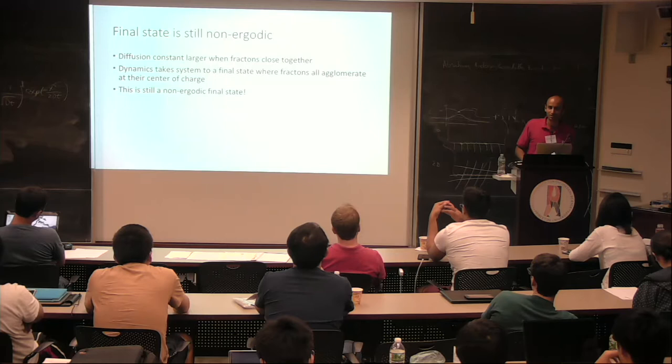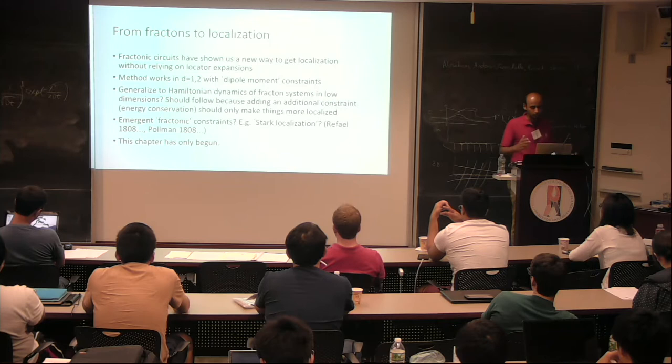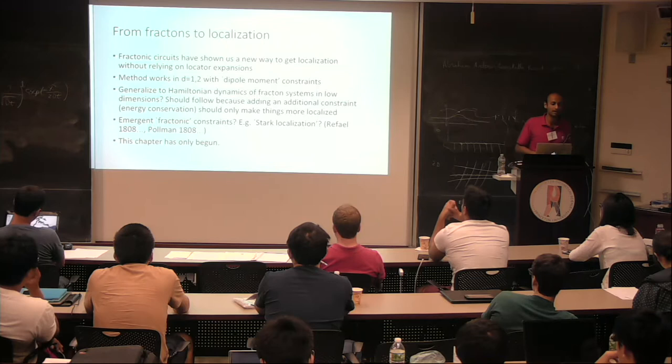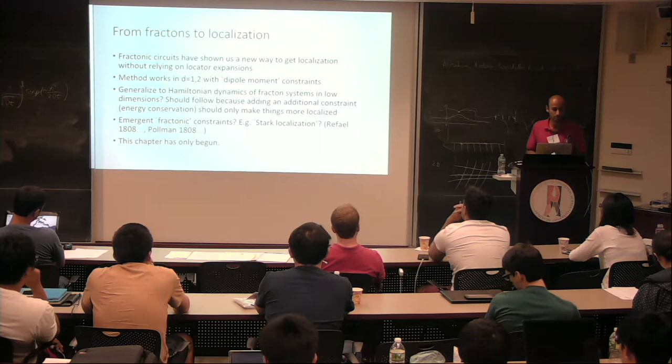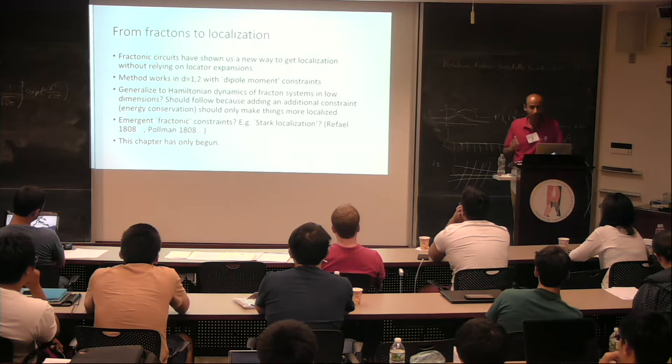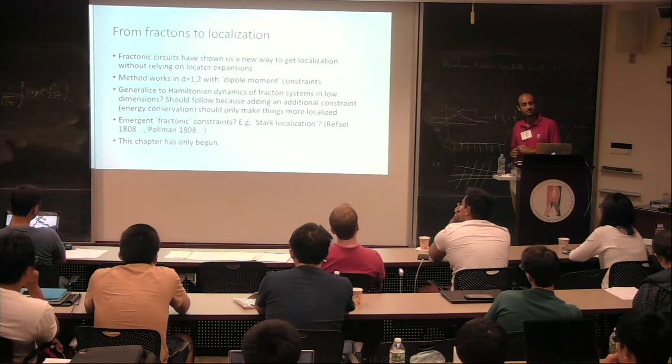So, fractons lead to localization. Fractonic circuits have shown us a new way to get localization without relying on locator expansion. And it works in 1 and 2 dimensional systems with dipole moment conservation constraints. So far, we've only looked at this in random circuit dynamics. We would like to generalize it also to Hamiltonian dynamics in low dimensions.